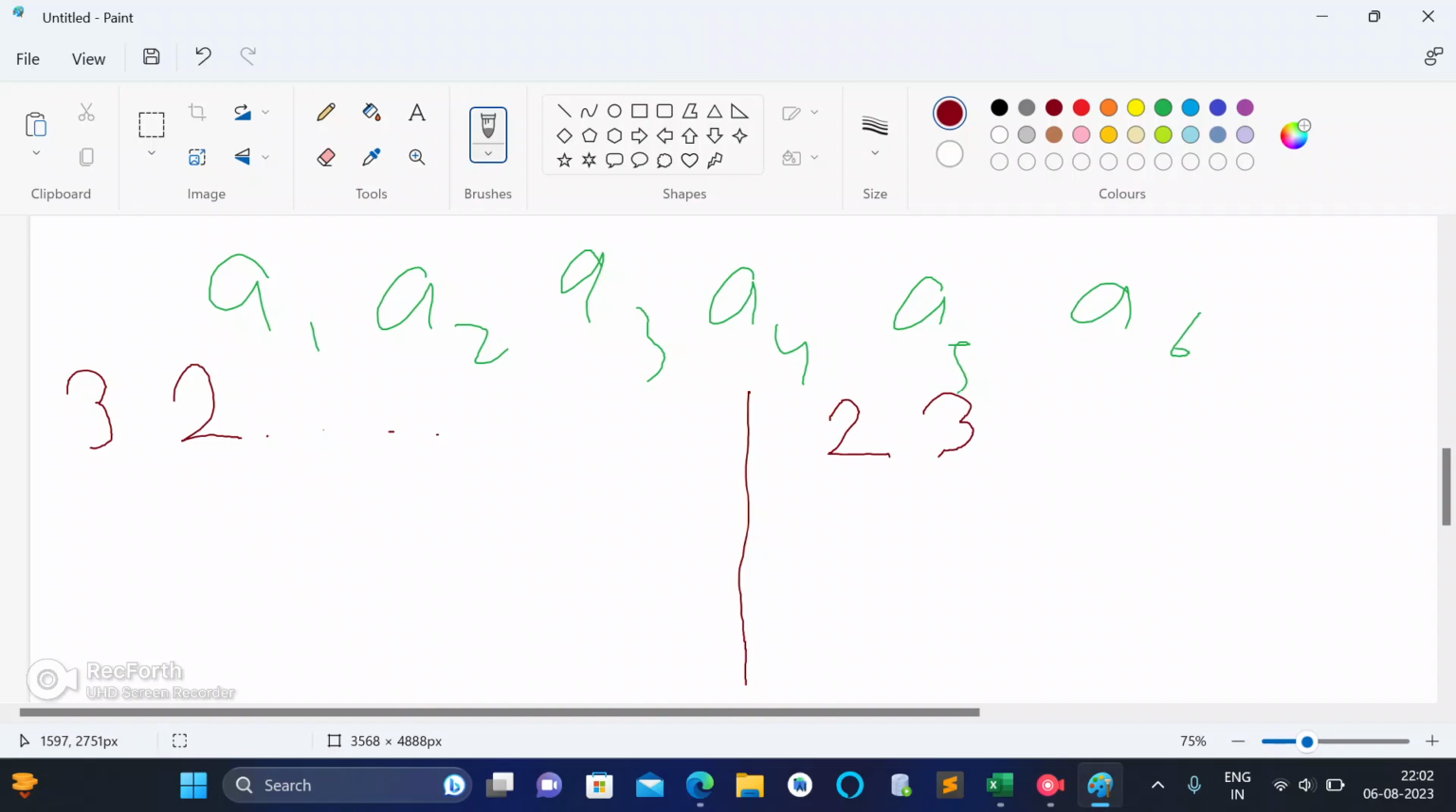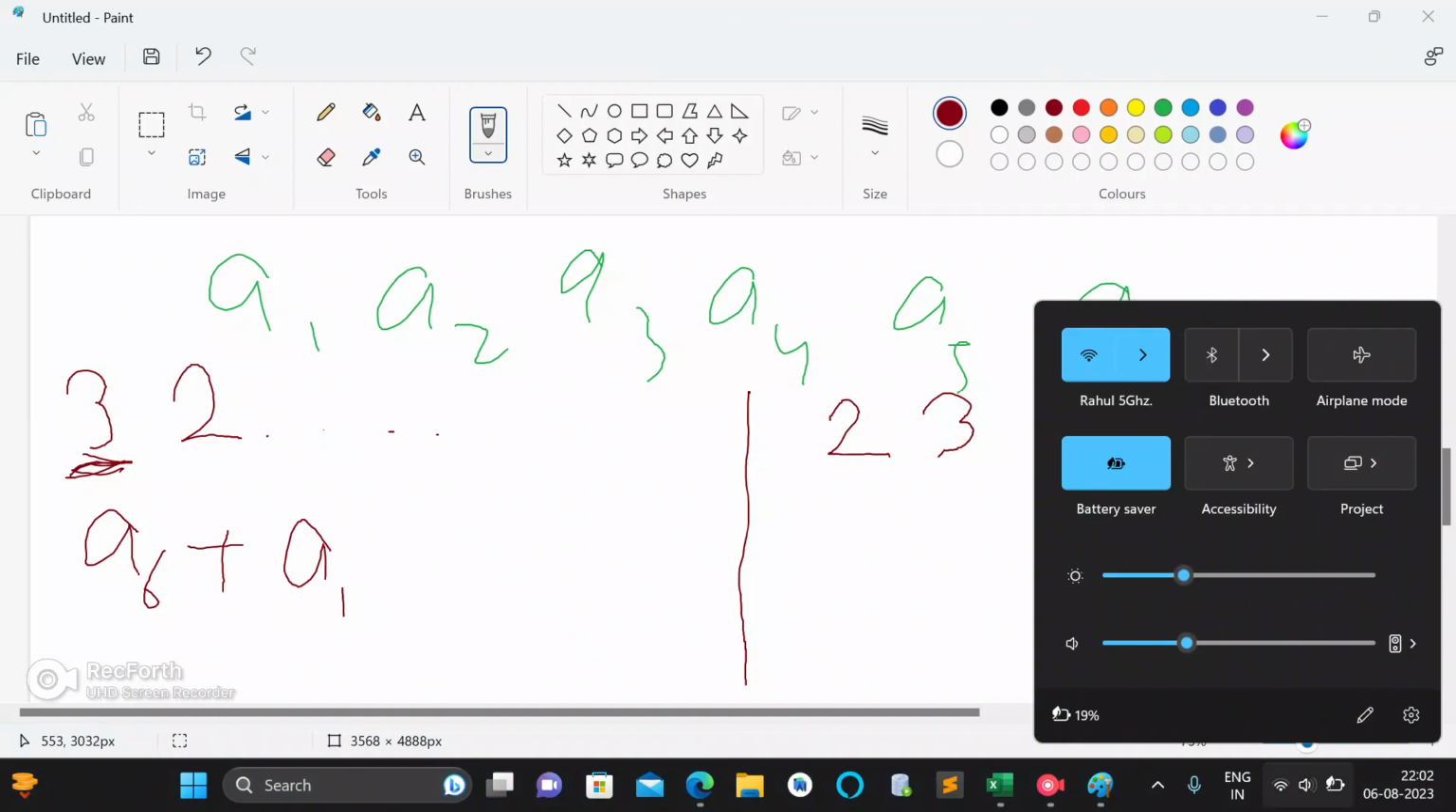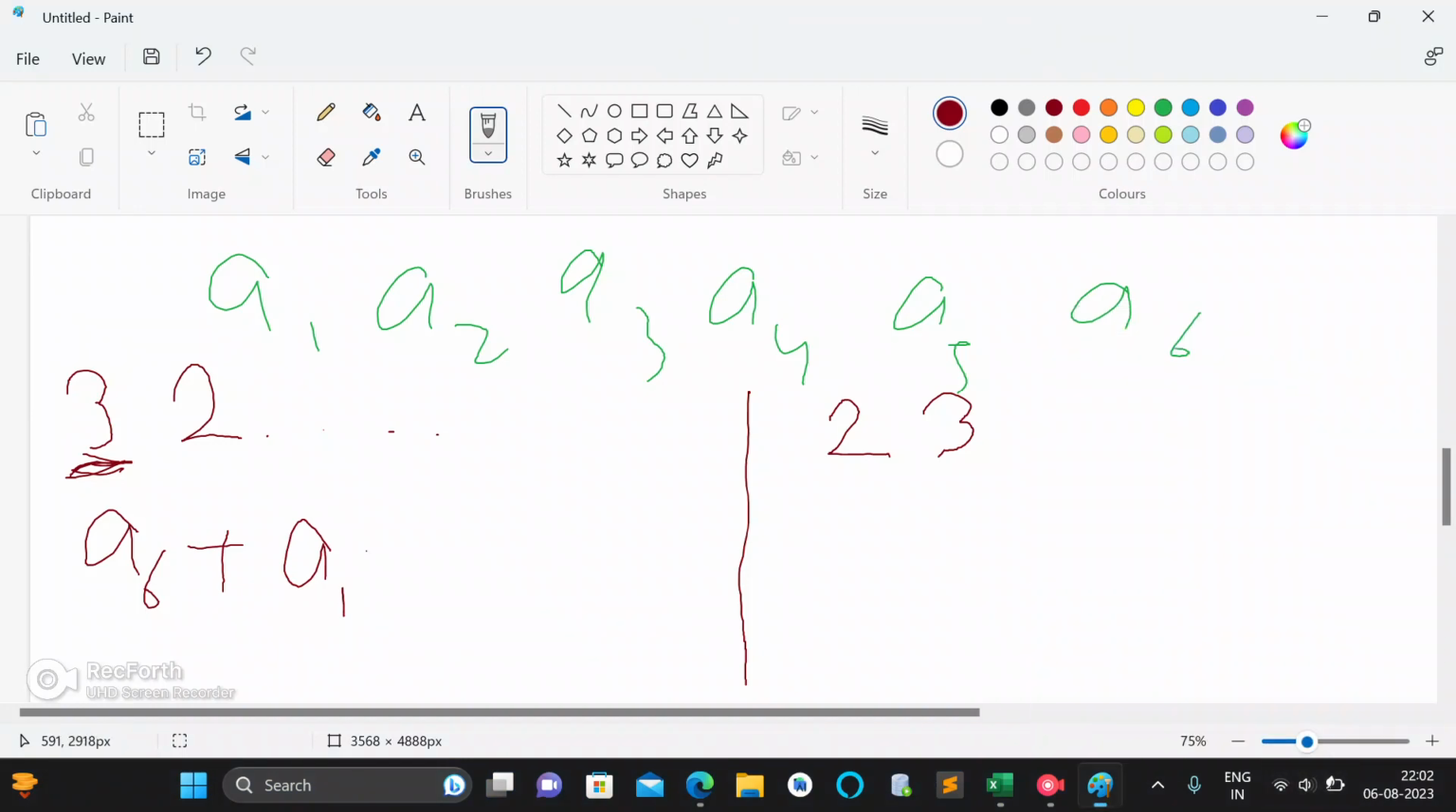In the second scenario, my first friend wants only 2 values and my second friend wants 3 values. In the first scenario, if my first friend wants 3 values, I will give them a6, a1, a2, so it will contribute a6 plus a1. My second friend wants only 2 values, so I will give him a5 and a3, which will contribute a5 plus a3.